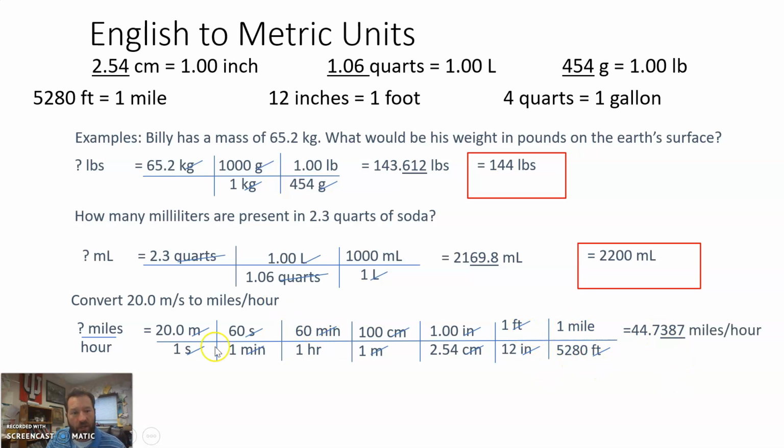Now we need to plug it into a calculator. 20 times 60 times 60 times 100 divided by 2.54 divided by 12 divided by 5,280. We only want 3 significant digits. 3 is not enough to round up, so we'll keep this as 44.7 miles per hour.